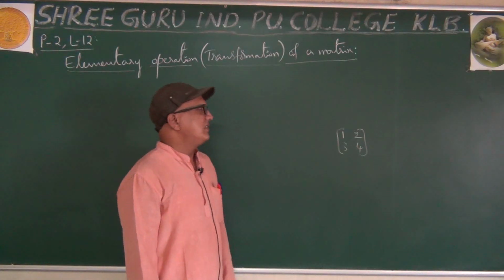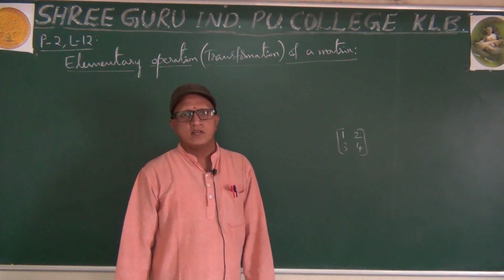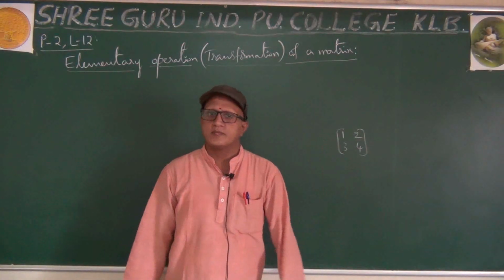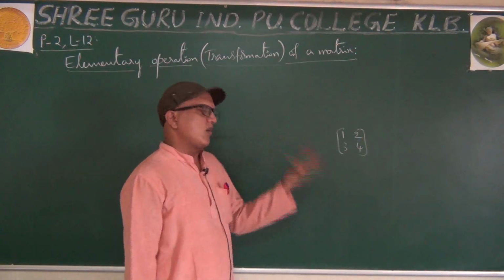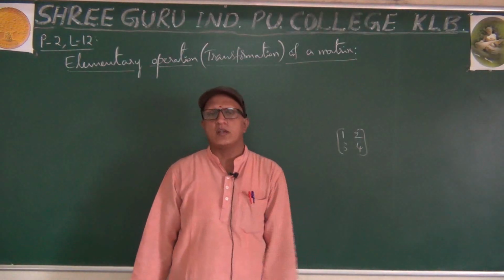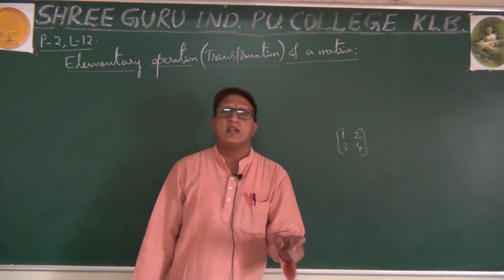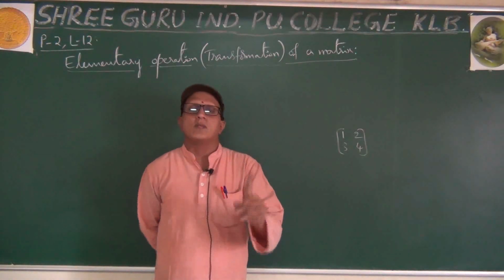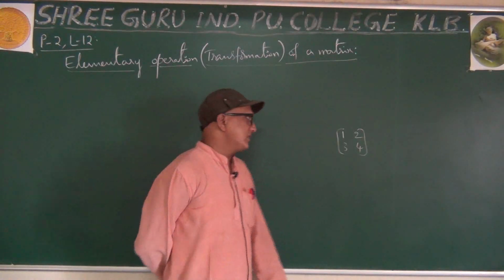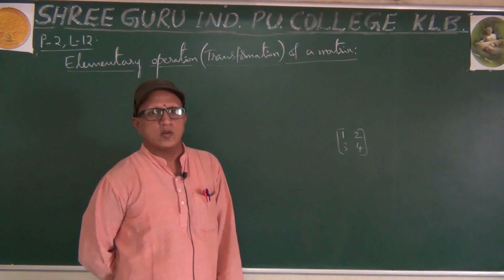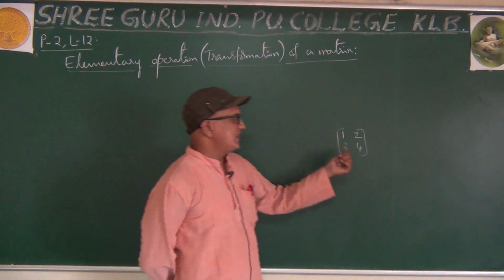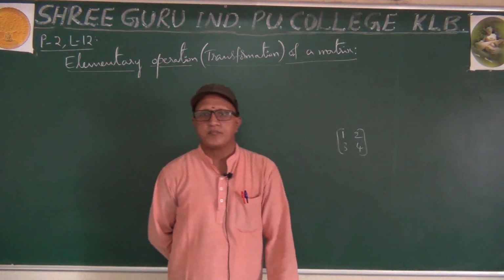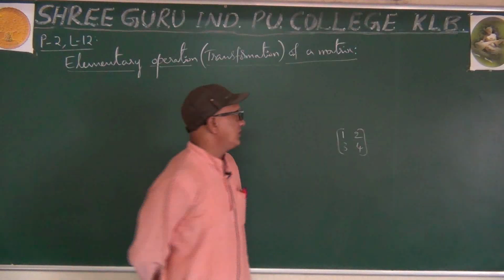In general, they don't mention which one. They just ask you to solve the problem by using elementary operation. Either row operation or column operation we can do. If they specify in the question that we have to apply row operation, then we have to apply row operation only. In general, they ask: find the inverse of this matrix by using elementary operation.